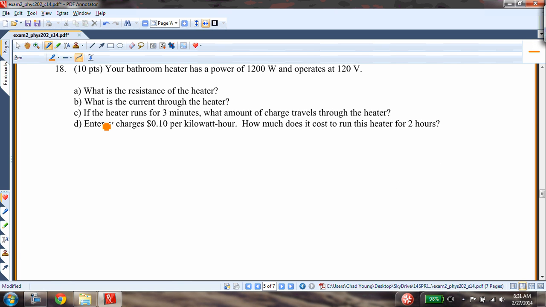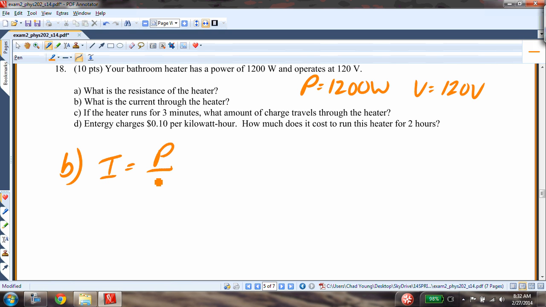Your bathroom heater has a power of 1200 watts and 120 volts. What is the resistance? What is the current? All right, let's start with B here. I know P is 1200 and V is 120 volts. So I is P over V. That's 1200 over 120, which is 10 amps.